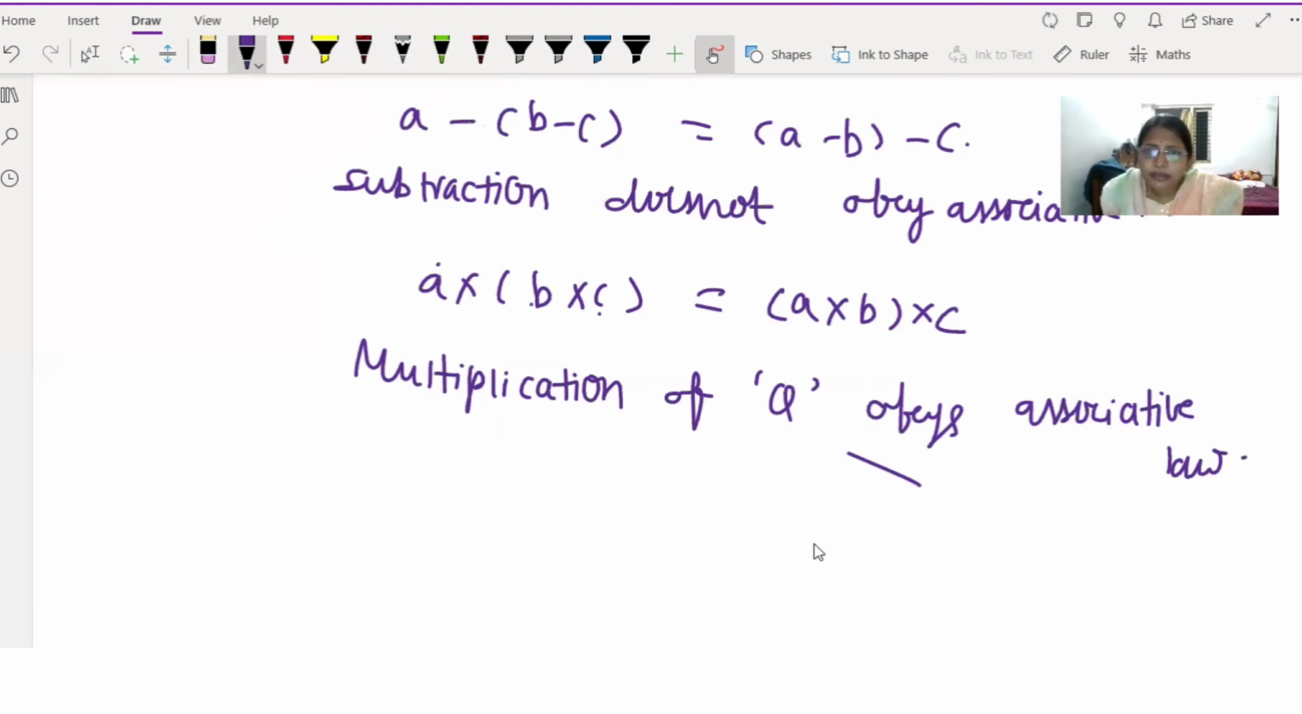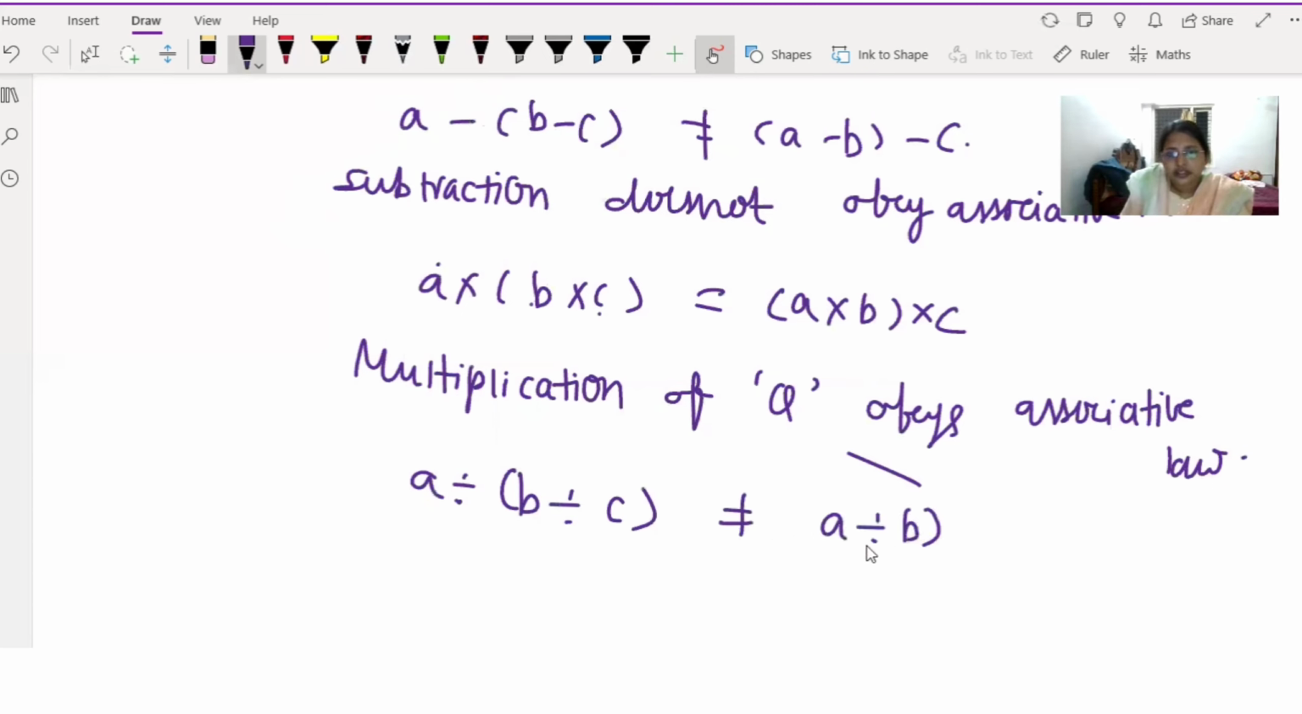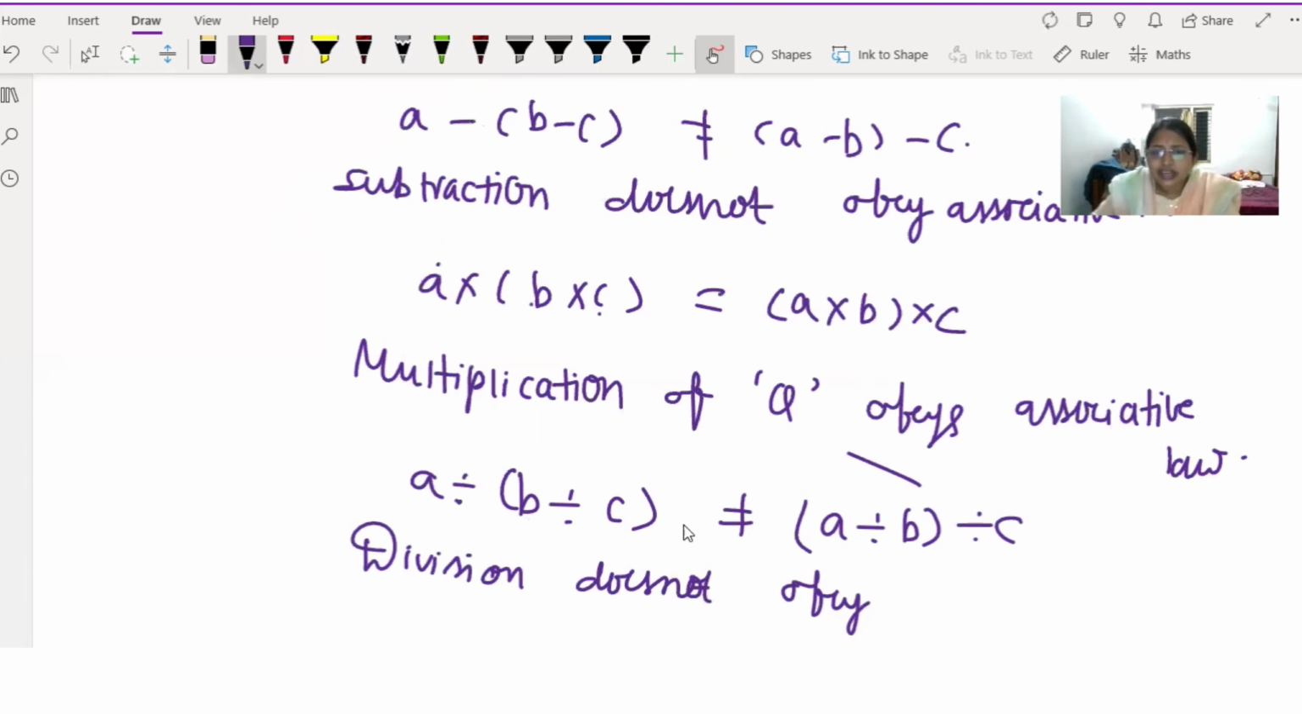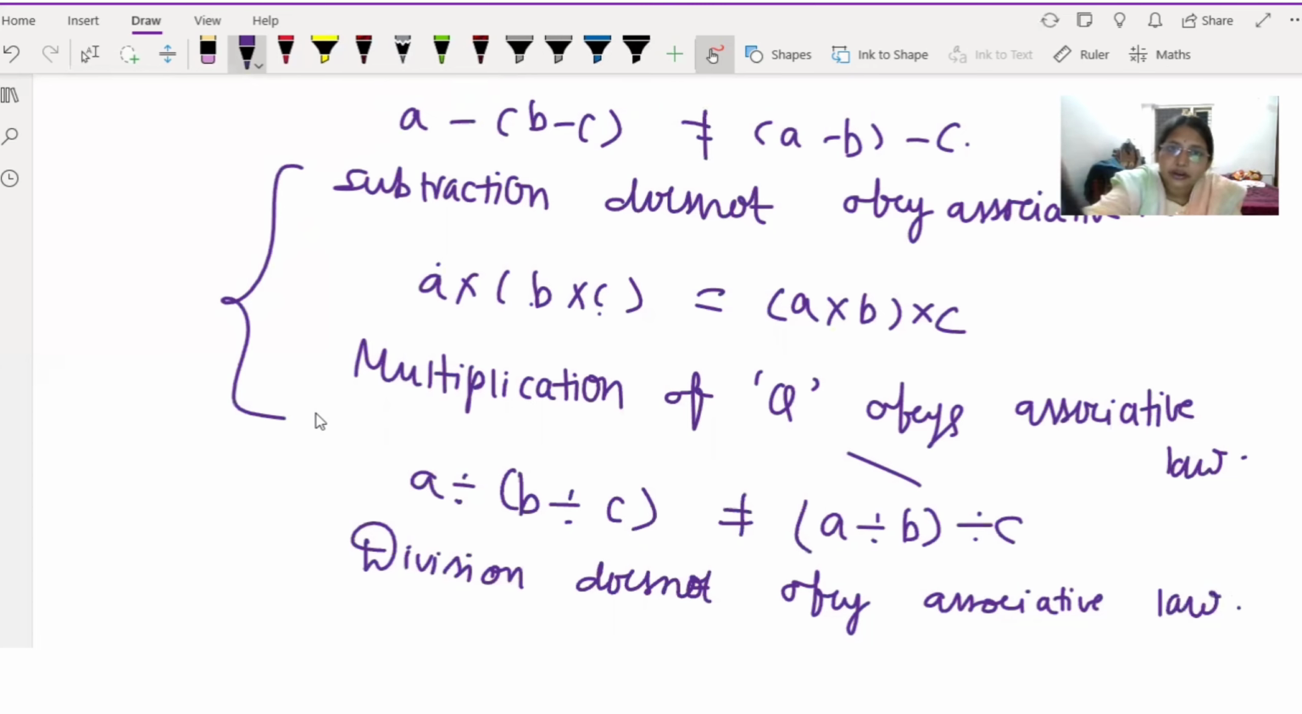Division does not obey commutative law, so division does not obey associative law. We will never get the same answers, which means we should not change the order if only division is there. Even if you try, it is similar to the commutative law. That is why I am not taking any examples. You can try with some examples. So I hope you are clear with associative law, and let us go for distributive.